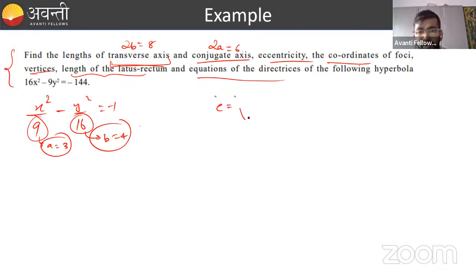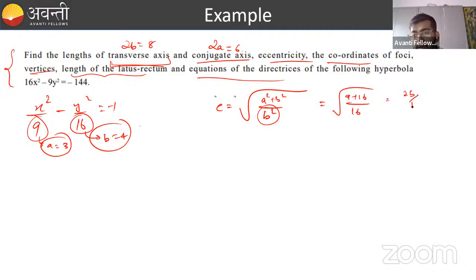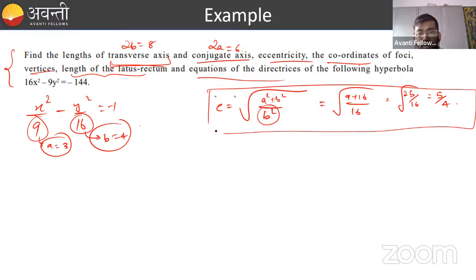Eccentricity will be equal to under root of a square plus b square upon b square. This time we have to remember that the denominator will be b square. So a square is 9 plus 16 upon b square, which is 16 again. So this becomes 25 by 16, which becomes 5 by 4. So eccentricity comes out to be 5 by 4.